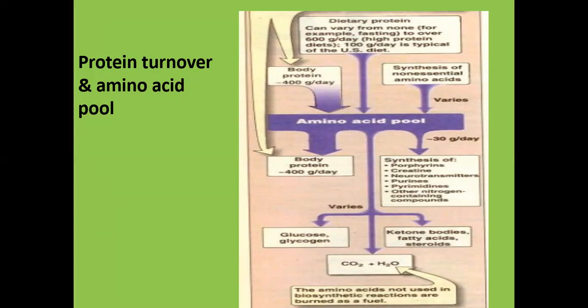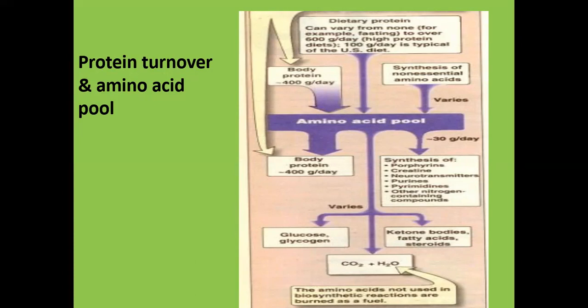These tissue proteins, when they are degraded, change into amino acids, and these amino acids join the amino acid pool of the body. So one most important source of the amino acids in the amino acid pool is the tissue proteins, which are degraded each day.